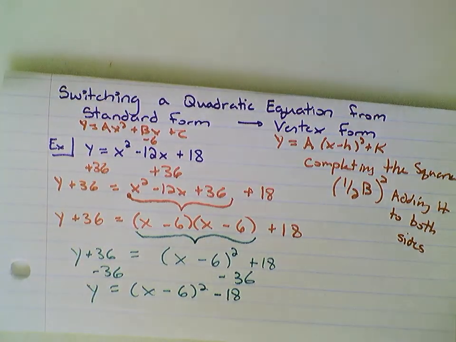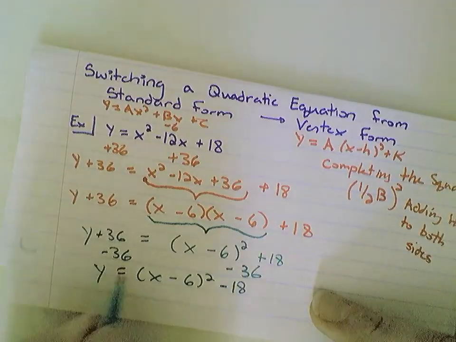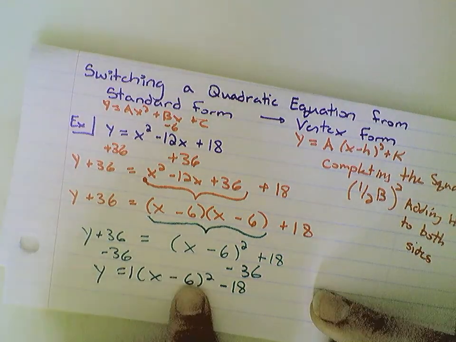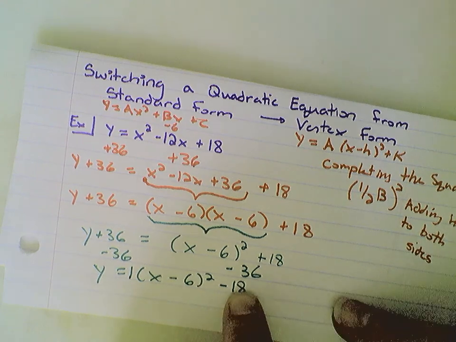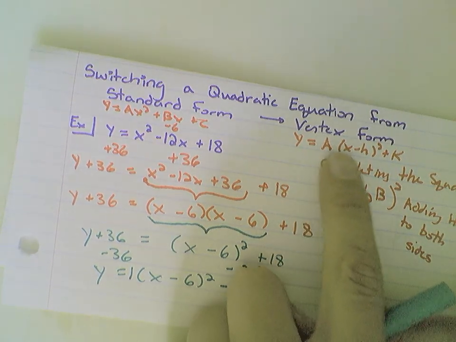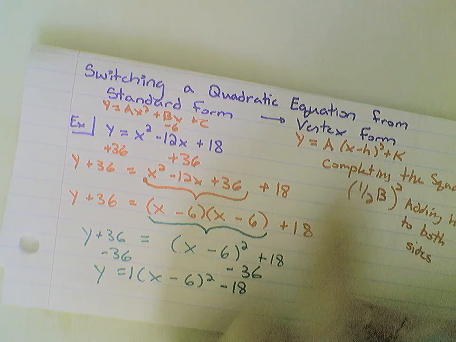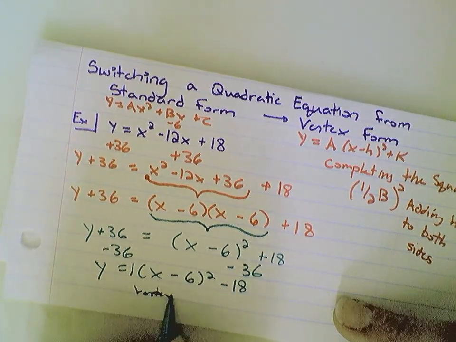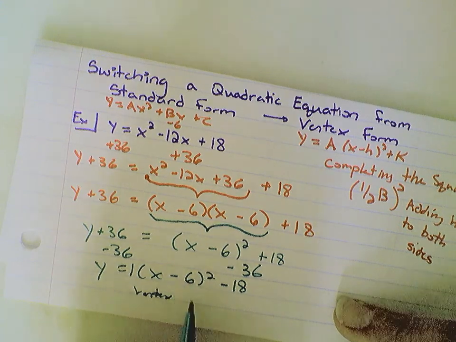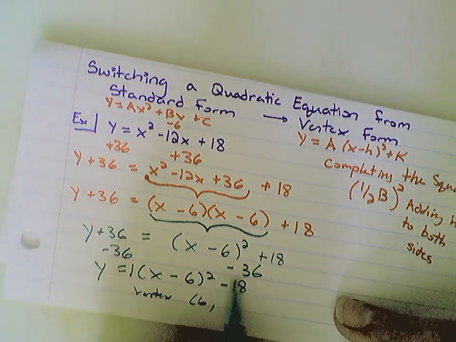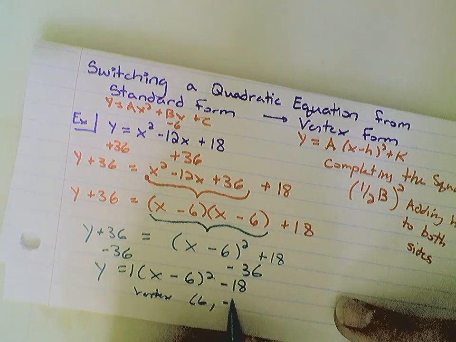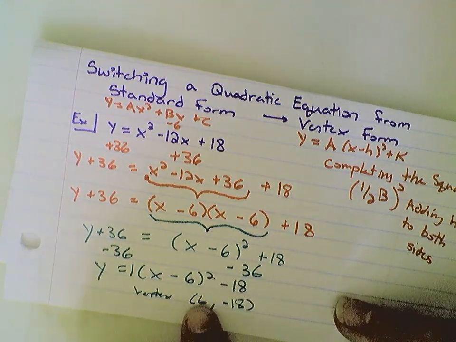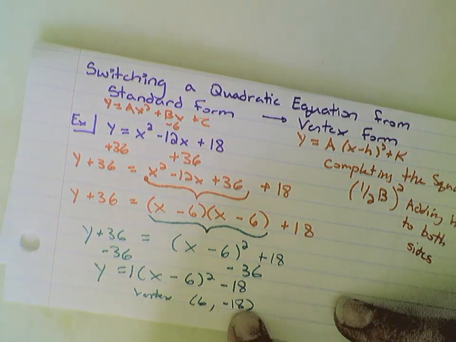If you notice, this still has an a of 1 in the front, but we don't necessarily need to write it. We have an h on the inside, a k on the outside, and we should now be much more like vertex form, where my vertex will be at the opposite of the inside, so positive 6, and the same as the k, which is negative 18. So this is written in vertex form, and I can now easily see that the vertex is going to be (6, negative 18).